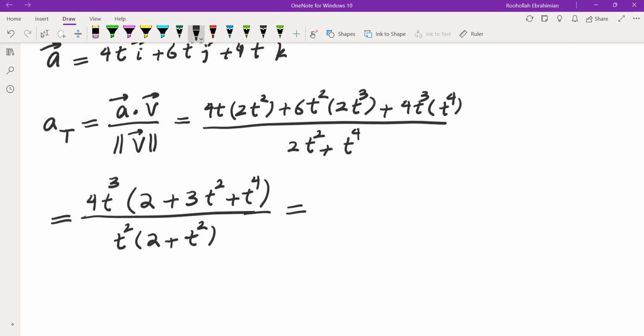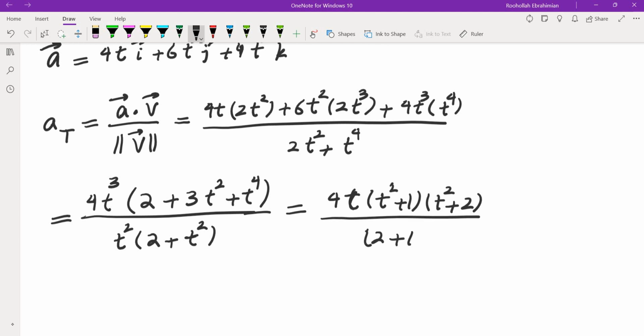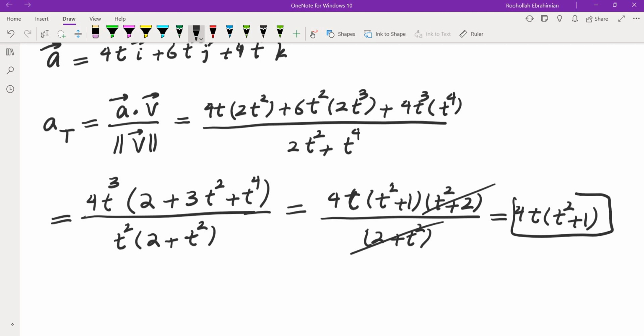Okay, so we can simplify t squared. So we get 4t times, and then this one also factors as t squared plus 1 times t squared plus 2, divided by 2 plus t squared. And this actually does simplify a bit further. So we can simplify this to get rid of this one. We get 4t times t squared plus 1. So this is the tangential component of acceleration.